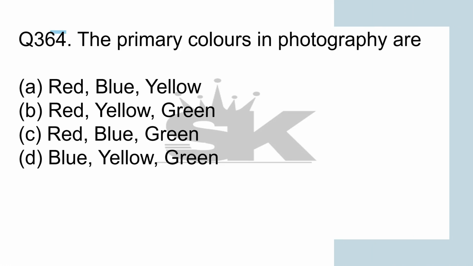The primary colors in photography, the answer is red, blue, and green. In television and computer display, red, green, and blue are the primary colors. In photography, red, blue, green are the primary colors for capturing the image, but cyan, magenta, and yellow are the primaries for printing the image. In printing, cyan, magenta, and yellow are common primary colors. So here he's asking about photography. That's why we are choosing the answer red, blue, green.